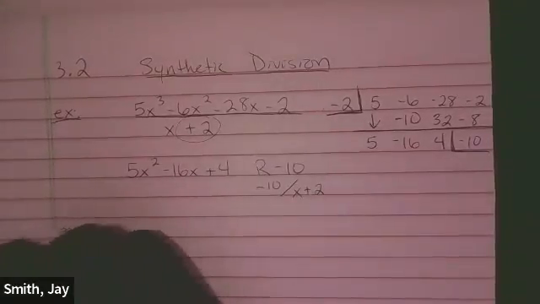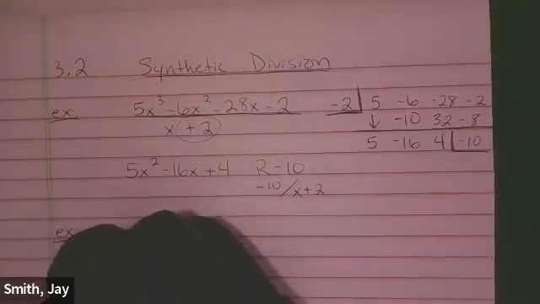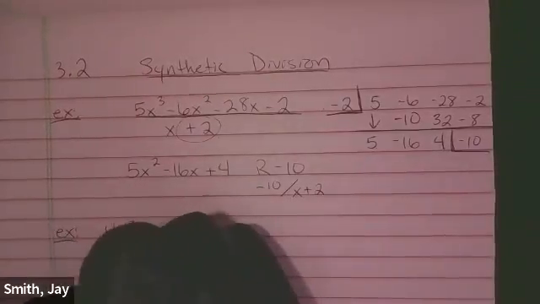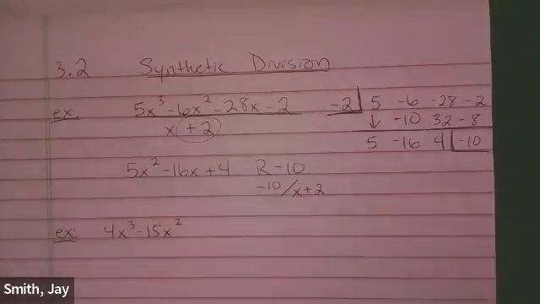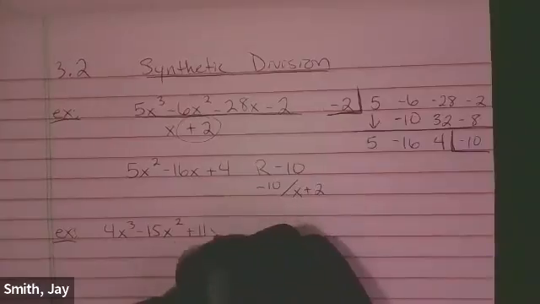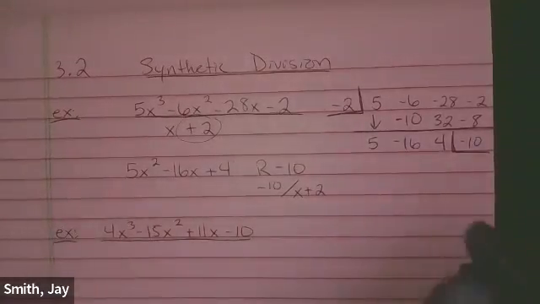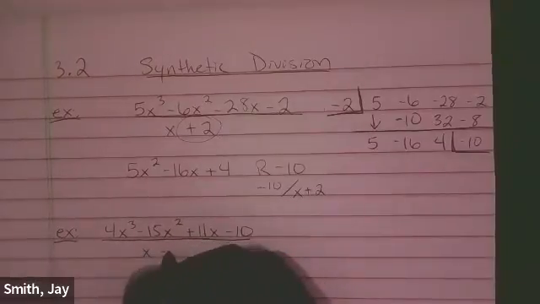More of the same. This time we're given 4x cubed minus 15x squared plus 11x minus 10. And this is being divided by x minus 3.